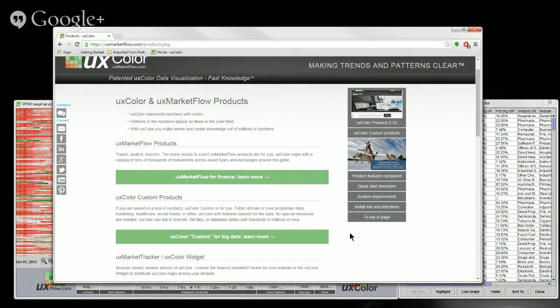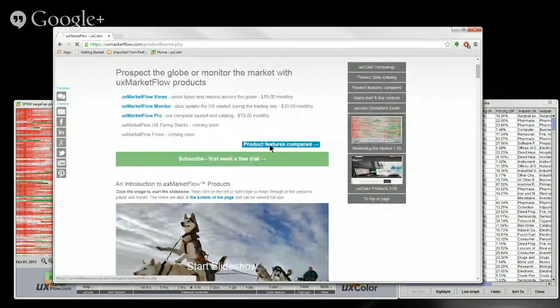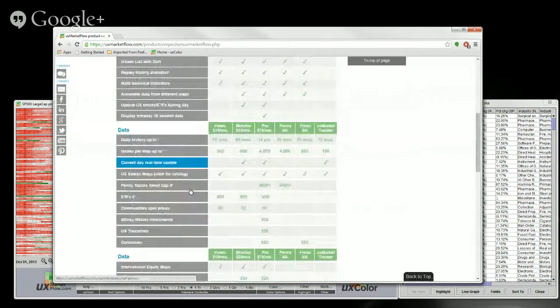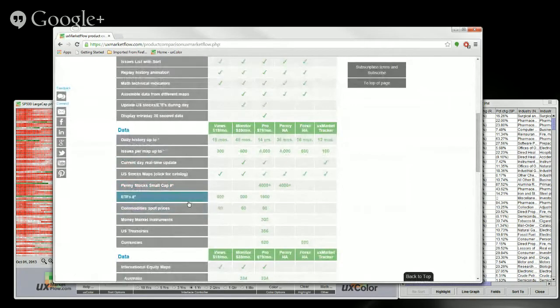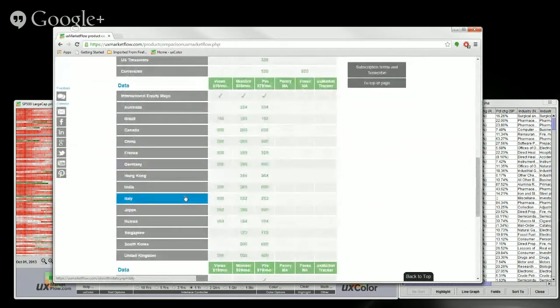We can do anything from linking spreadsheet data to flat files, and we often work with database tables with hundreds of millions of rows, so very easy for us to do. UX Market Flow is our finance product, and it's configured with, as Adam said, some of the functionality. Here's the data that's in the UX Market Flow product. There's commodities and stocks and penny stocks and international stocks. UX Market Flow covers 15 different countries. This is just telling you how many issues are in a map.